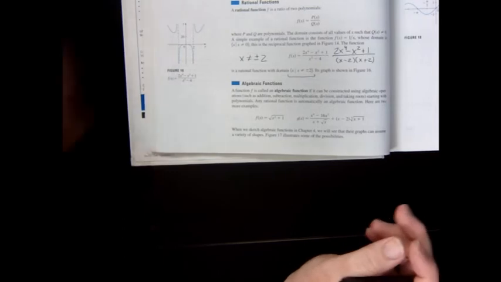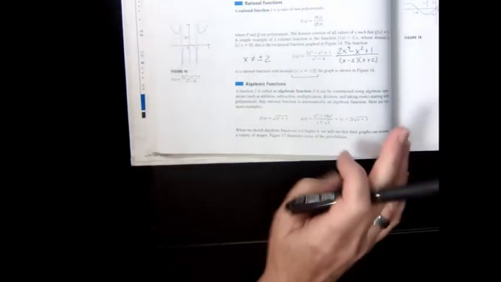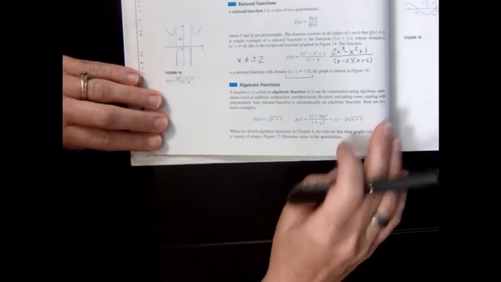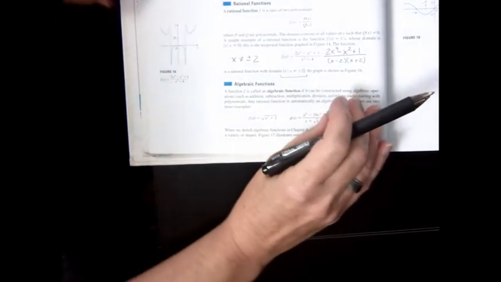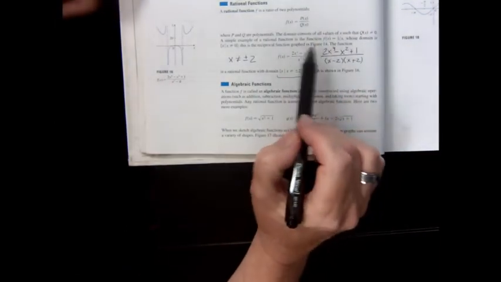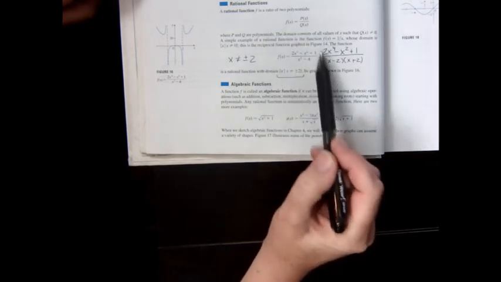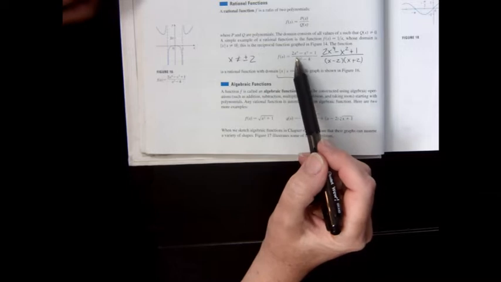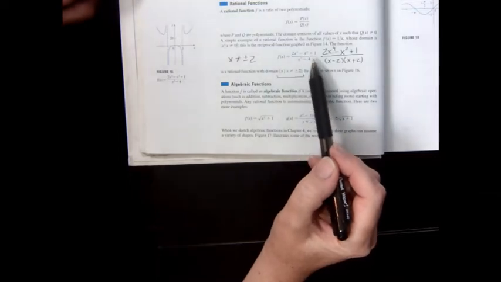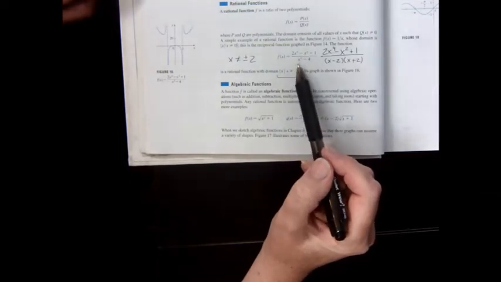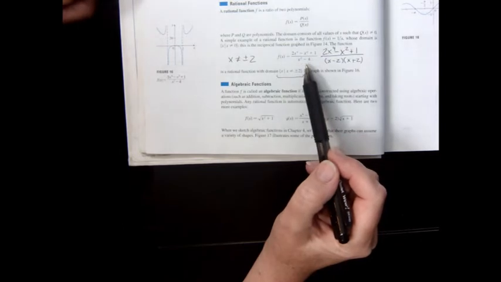Now the next one would be your rational functions. Now rational functions look like fractions. Imagine that, because they're rational numbers. Okay, so we have a polynomial on the top, polynomial on the bottom. And here's an example of a rational function. Now here I have a polynomial 2x to the 4th minus x squared plus 1 on the top, x squared minus 4 on the bottom.